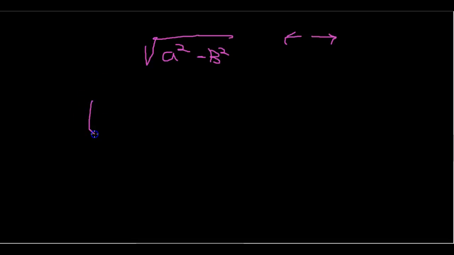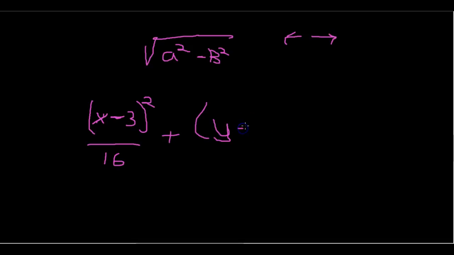Okay, so we're going to have (x minus 3) squared over, let's say, we'll do 16. Okay, and then we're going to have plus (y minus 2) squared. We're going to have that as 9.